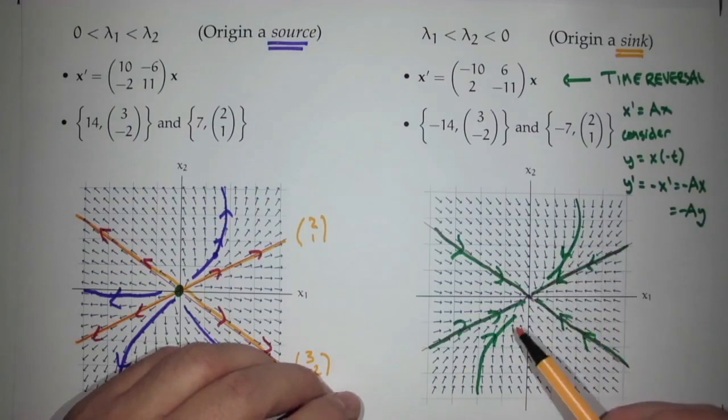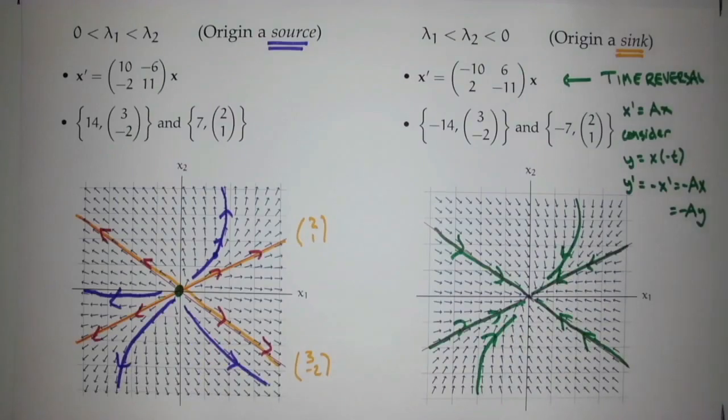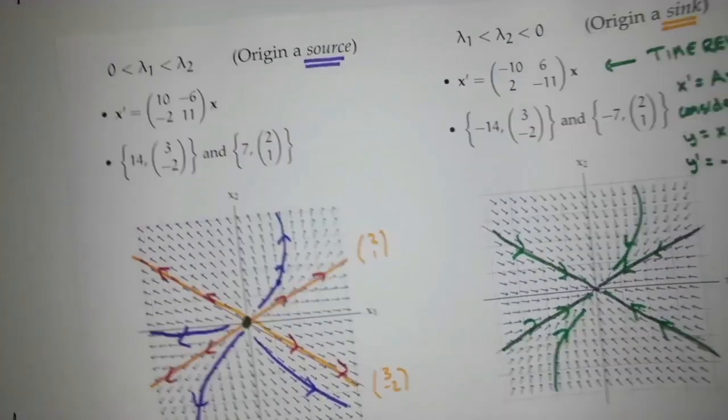Everything goes towards the origin. So that's the sink. Everything moves towards the origin. All right. Well, both positive, both negative. What's the next thing we can look at?